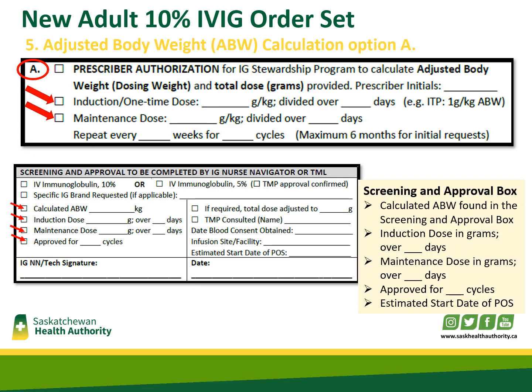Once you've calculated the adjusted body weight and the total dose, you will fill that information in the screening and approval box on page 3, just as seen here, but we'll talk about this a little bit more coming up.